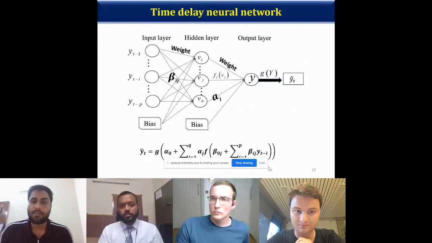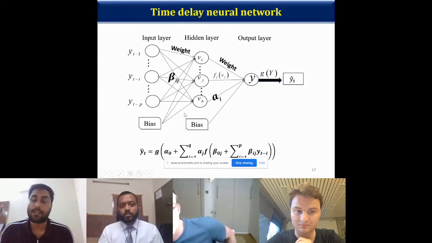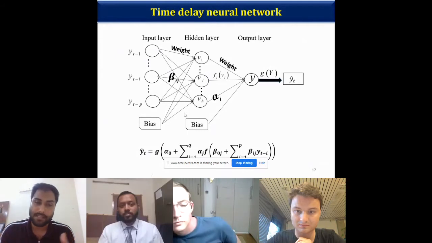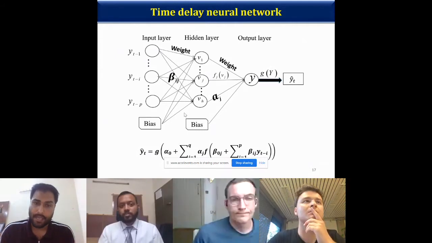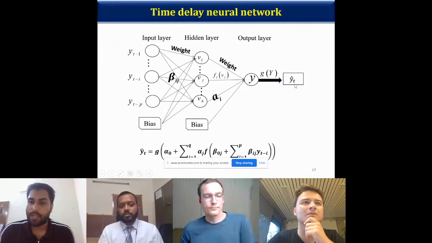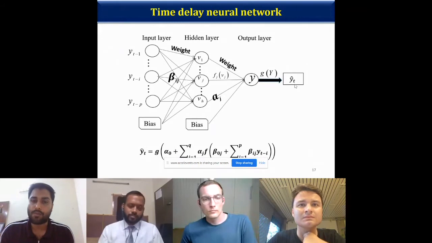After decomposition, for every IMF or every mode, we use a time delay neural network model, which is part of a class of artificial intelligence. Here we forecast each and every IMF price series and give a forecasted value. After giving the forecasted value of each IMF, we sum all these forecasted values to give the final forecasted value.